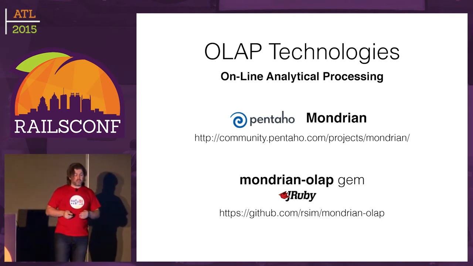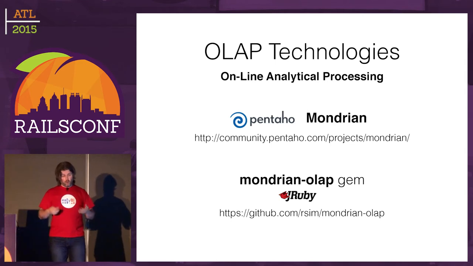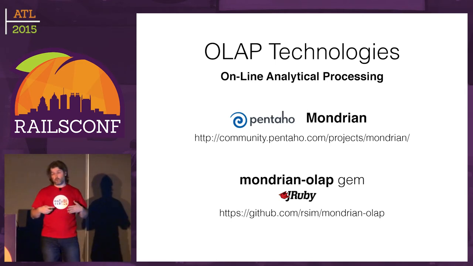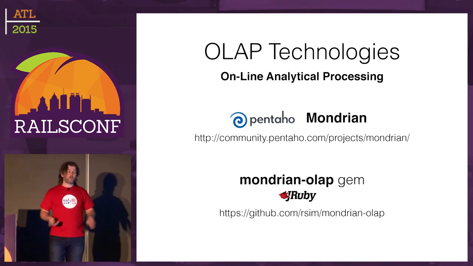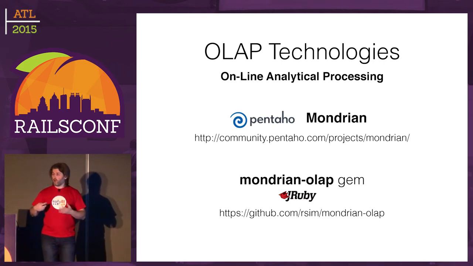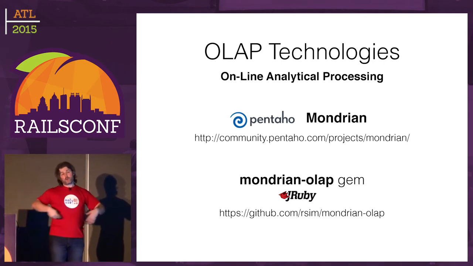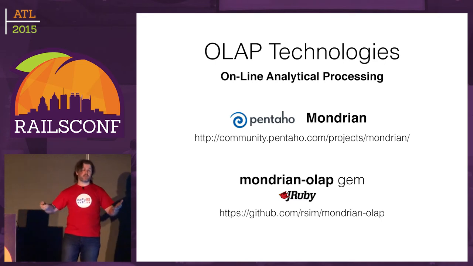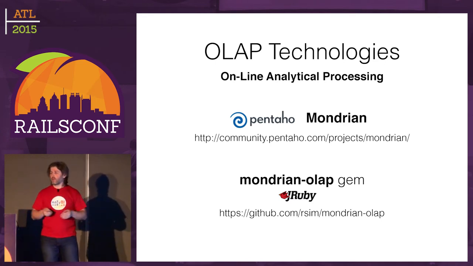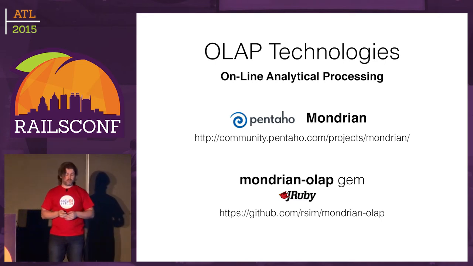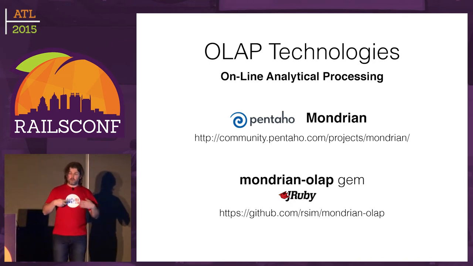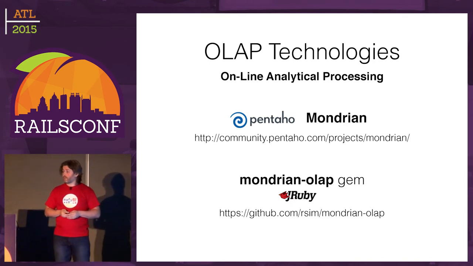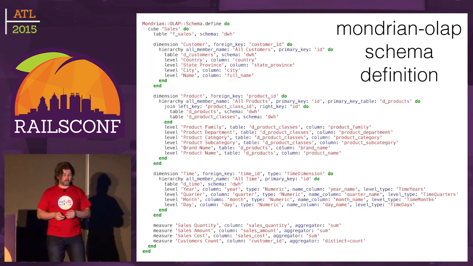So therefore, a couple of years ago, I created a Mondrian OLAP gem, which is a JRuby gem that embeds the Mondrian OLAP Java engine and creates a nice Ruby DSL around it, so that you can use it from plain Ruby. So let's introduce this Mondrian OLAP in our application.